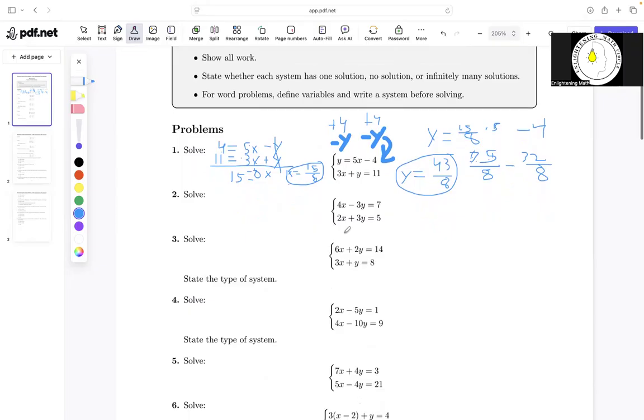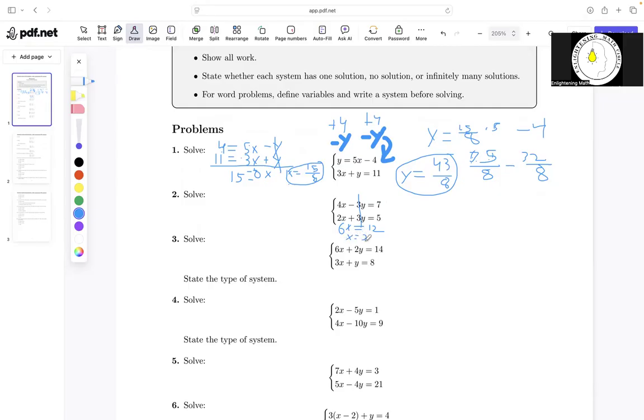Let's move on now to the second problem. So we have 4x minus 3y equals 7 and 2x plus 3y equals 5. So off the bat, we can see for this system, the y's will cancel out pretty easily since they already are opposites. So we can just cross that out for now. And we have 4x equals 7 and 2x equals 5. So let's make that 6x equals 12 by adding both of the equations. And from that, we have x equals 2.